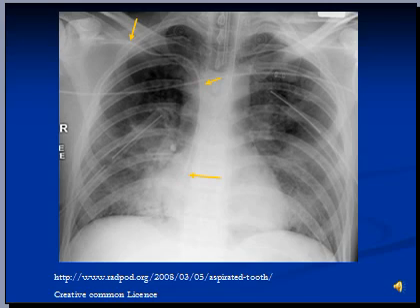Yellow arrows in this slide are pointing at a central line. Central lines are inserted into a large vein, and the tip of the tube is checked radiologically and should be in superior vena cava or in right atrium or at the junction of superior vena cava and right atrium. The point of entry is either right or left subclavian vein or right or left internal jugular vein. They all end up in superior vena cava or in right atrium.